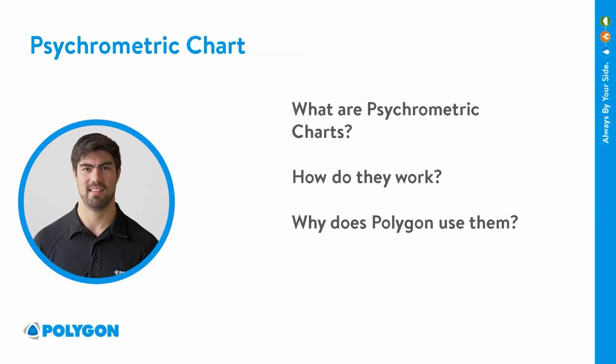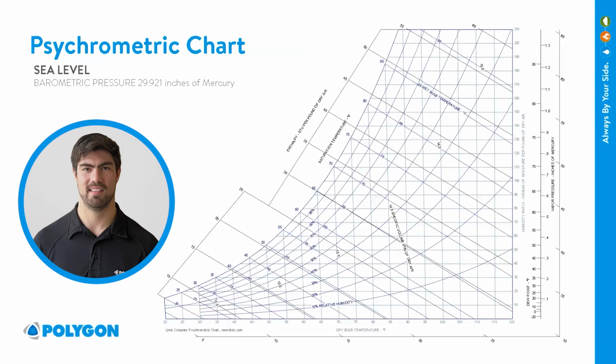And today we're going to be discussing psychrometric charts, what they are, how they work, and why we at Polygon use them. Let's look at a psychrometric chart here. I just want to highlight that this is a chart specific for sea level. These charts all change depending on elevation, which changes pressure, and therefore we see changes in the properties of air.